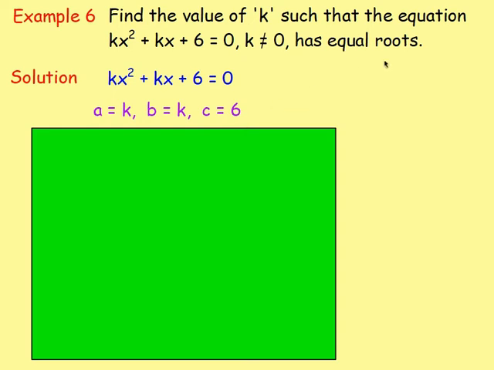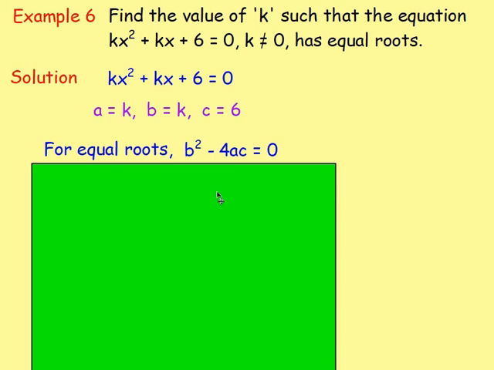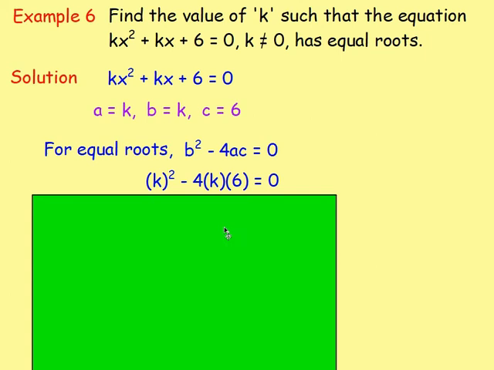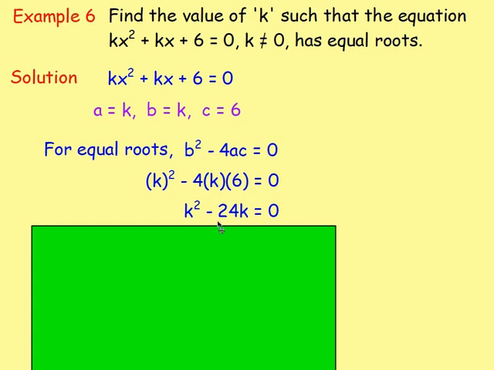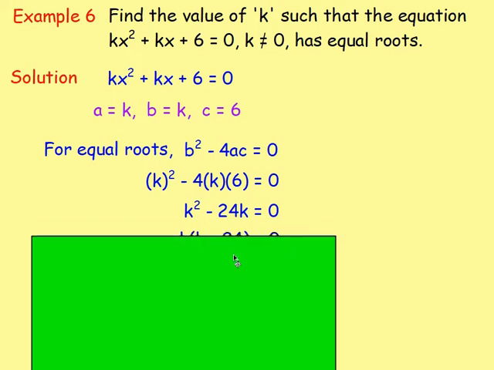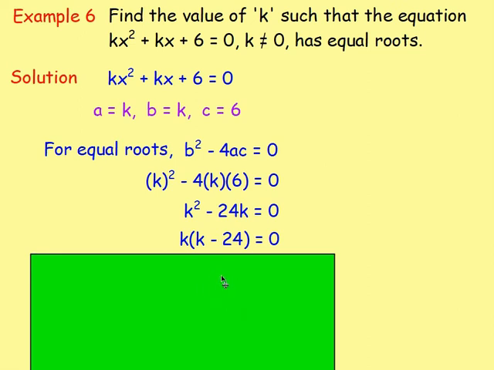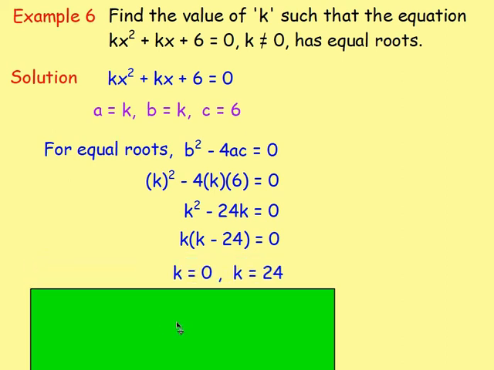Again, we're told that this quadratic has equal roots. And if there's equal roots, you know the discriminant would be equal to 0. So b squared minus 4ac equals 0. From there, sub in the values of a, b, and c, and you get k squared minus 4 times k times 6. Multiply that out, that's just k squared, and that would give us minus 24k, and that all equals 0. To solve that, factorise. So take out the highest common factor, which would be k. So you've got k bracket k minus 24 equals 0, meaning then that k equals 0, or k minus 24 equals 0, meaning k would equal 24.